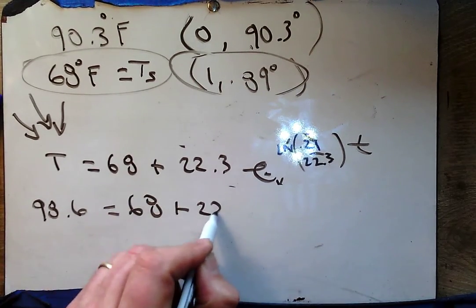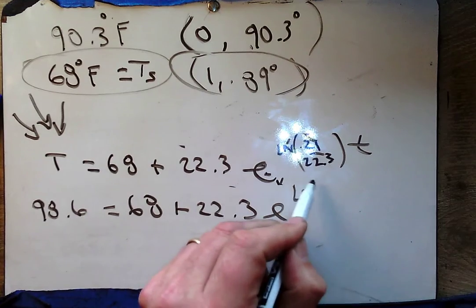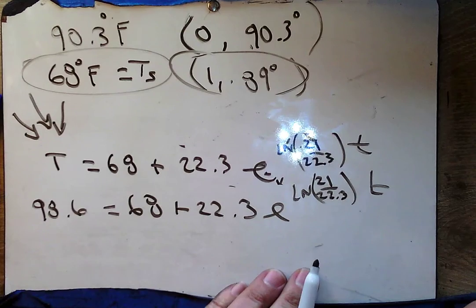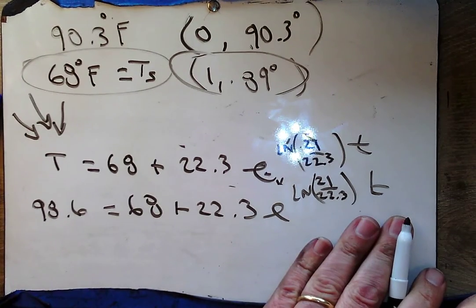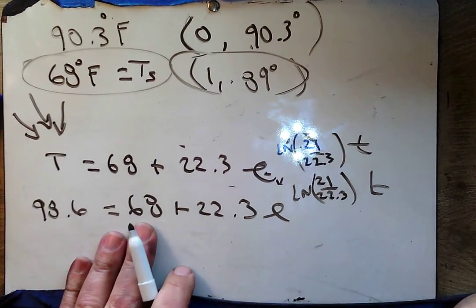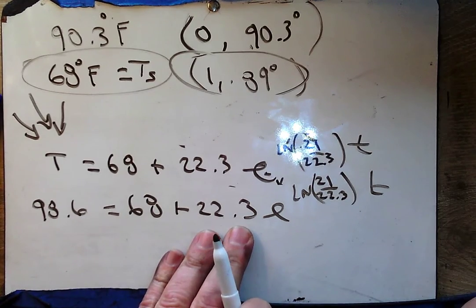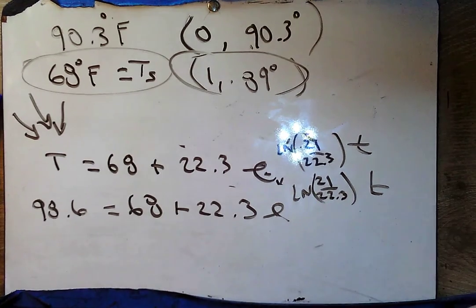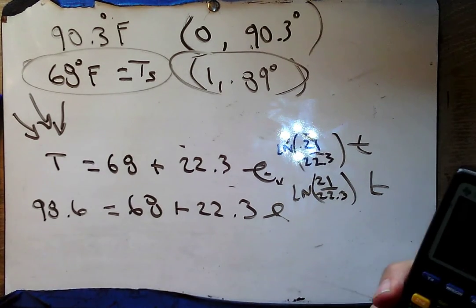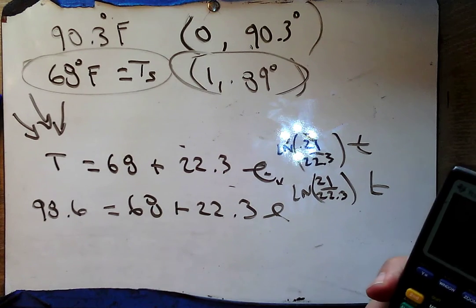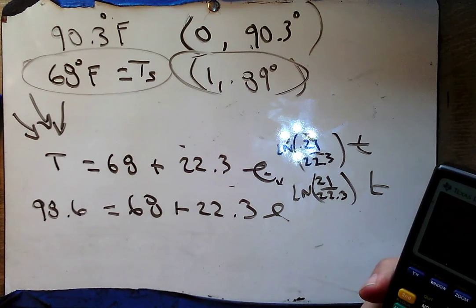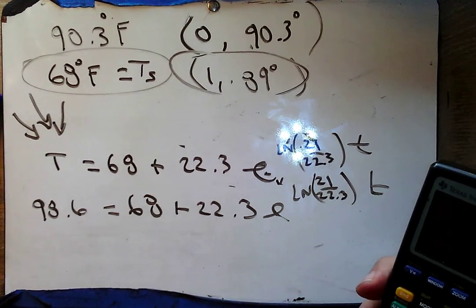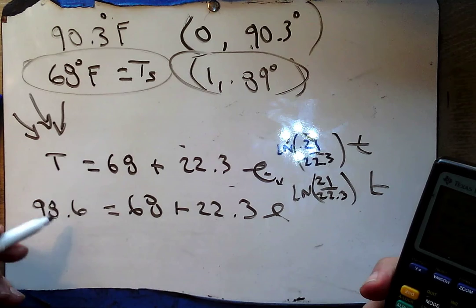98.6 equals 68 plus 22.3 e to the ln of 21 over 22.3 times t. And I want to solve this equation. So I'm going to subtract 68, divide by 22.3, and take the ln of both sides, and I'm going to divide by this. So, what do I get? 98.6 minus 68, 30.6. I'm going to divide by 22.3. I get 1.372197.